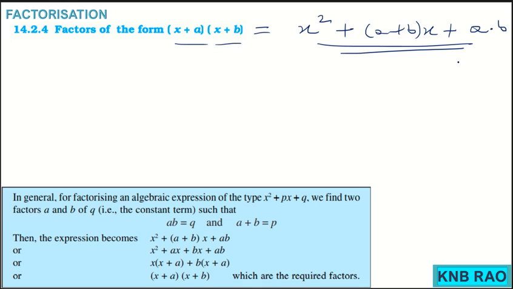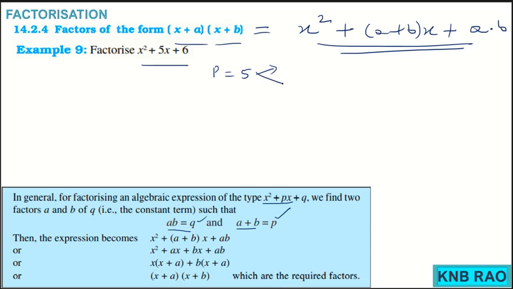How can we do this? In general, for factorizing an algebraic expression of the type x square plus px plus q, we find two numbers such that their sum is equal to p and their product is q. Let me explain with an example. Here I have taken x square plus 5x plus 6, where you could see p as 5.